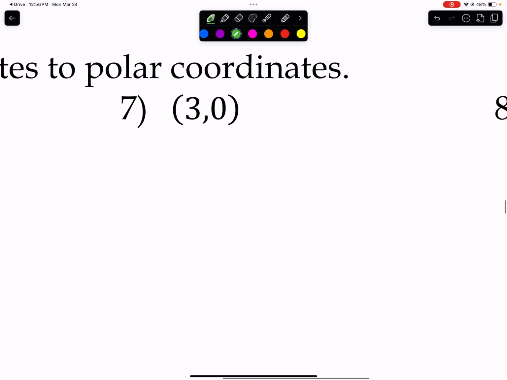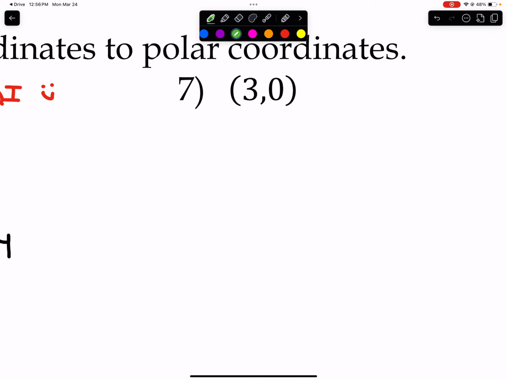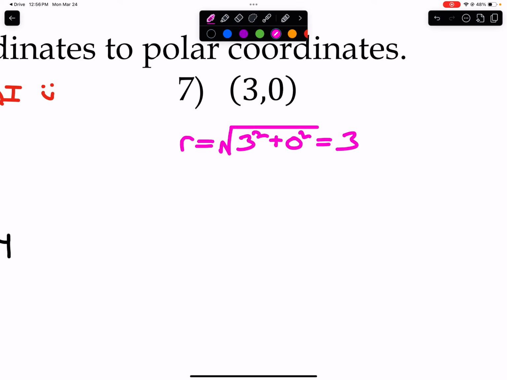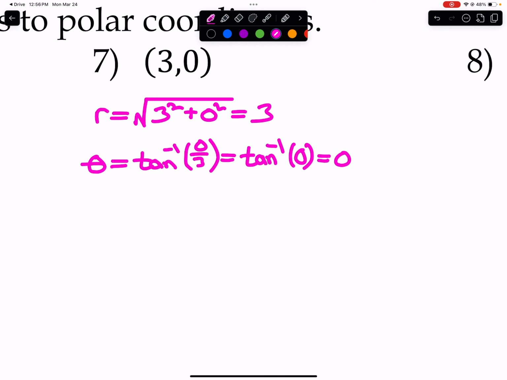Number 7. So with number 7, my r value, once again, you're going to square root the summation of both components squared. So a square root of 3 squared plus 0 squared, which is just going to give you a square root of 9, which is 3. And then for my angle, I want inverse tangent of 0 over 3. Now that's just going to be inverse tangent of 0, which happens at 0.